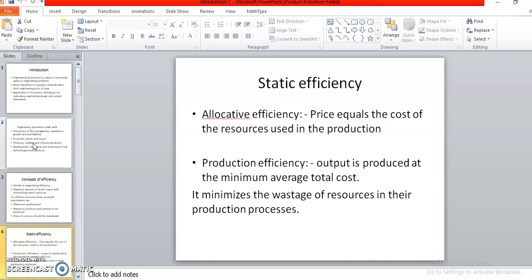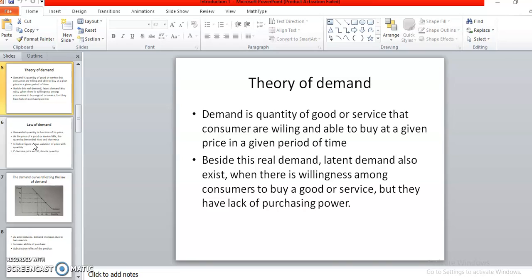So there are two efficiencies. Again, there is another term we generally hear, that is demand and supply. Demand and supply are inversely related, and we can correlate this demand and supply.